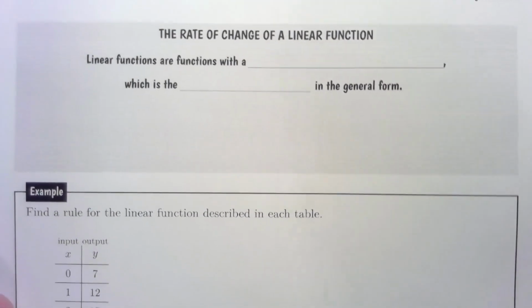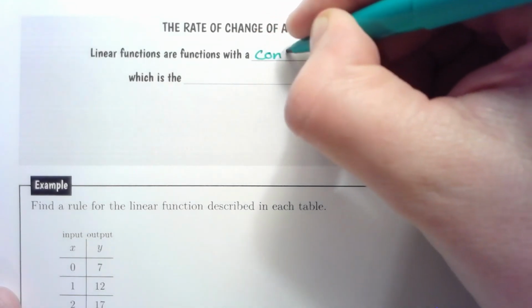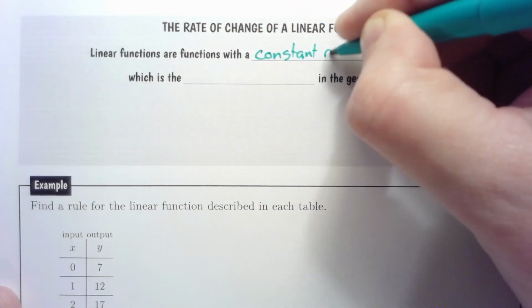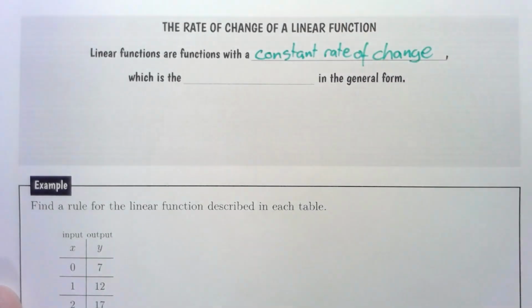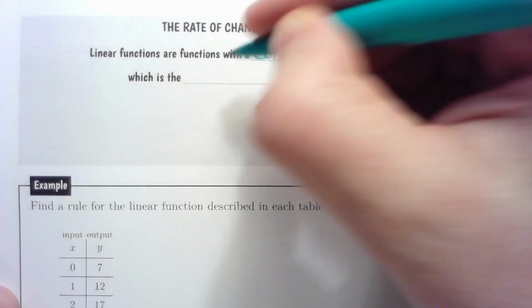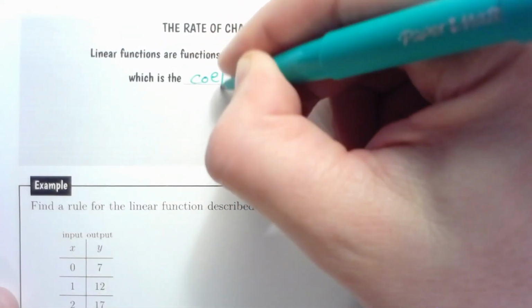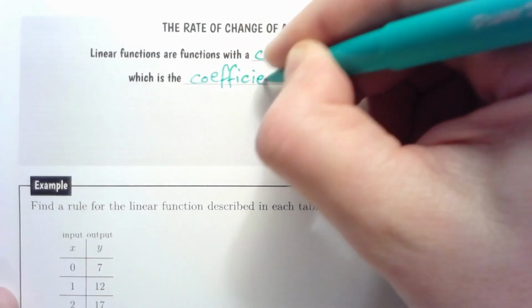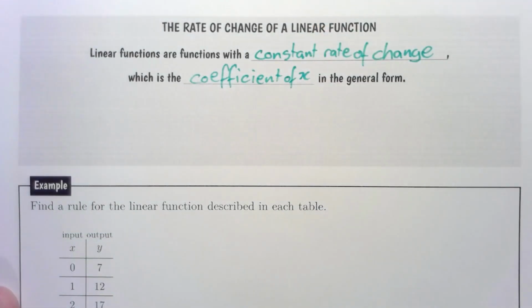Linear functions are functions with a constant rate of change. This isn't true for all functions. In fact, it's kind of a defining feature of a linear function. If a function has a constant rate of change, it's linear. Now that constant rate of change is that number multiplying the x, which if you remember, we call a coefficient. So it's the coefficient of x.